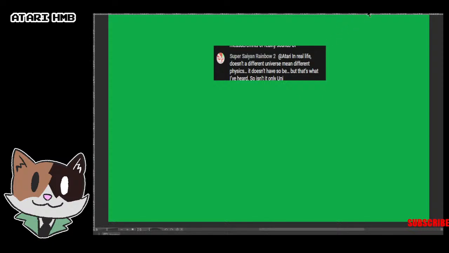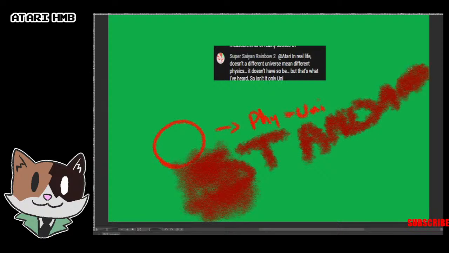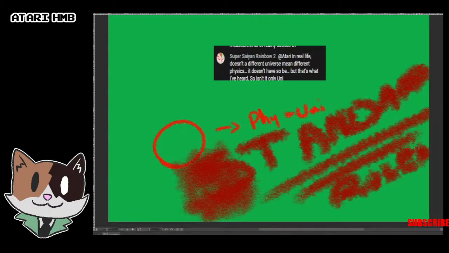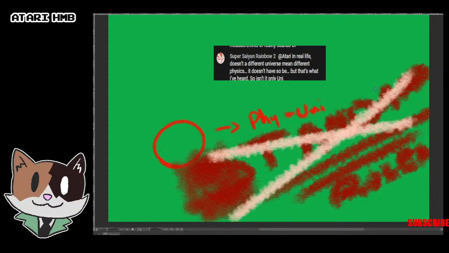ATARi, in real life, doesn't a different universe mean different physics? It doesn't have to be, but that's what I've heard. So isn't it only universal? Well, different physics can literally transform everything you've known. Now, normally, it could just still be categorized as universal. But because we have a standard, right? We have a set of rules. The quantification of whatever this scales to could literally break the standard. You can have a universe that's infinite in size, and the laws of physics there, gravity pushes out.